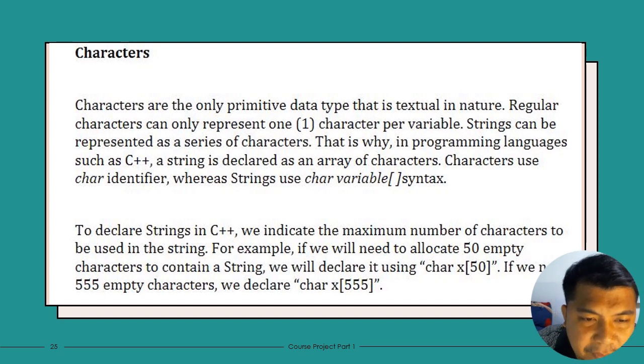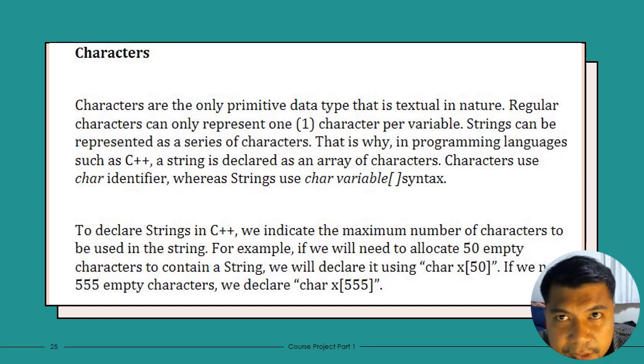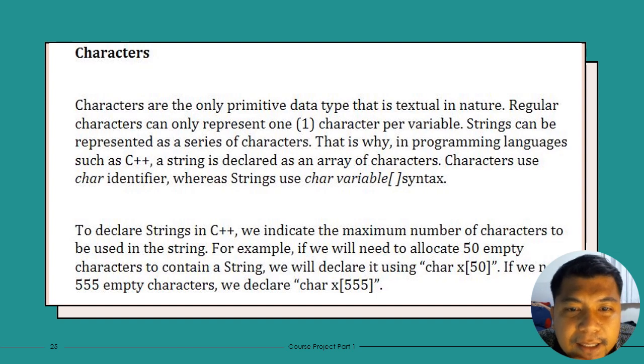So let's have the characters. Characters are the only primitive data type that is textual in nature. So kaiba dun sa floating point, sa integer, and sa boolean. So yung characters daw is in textual form.